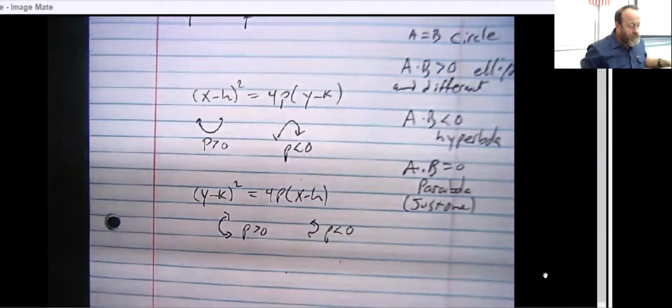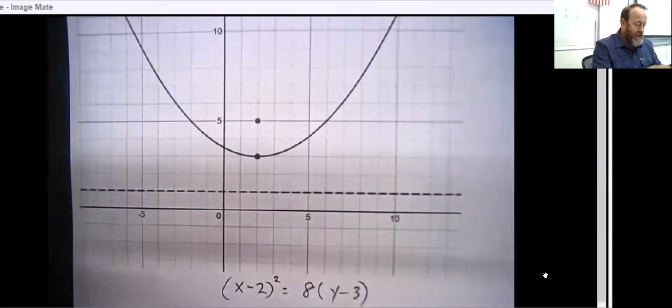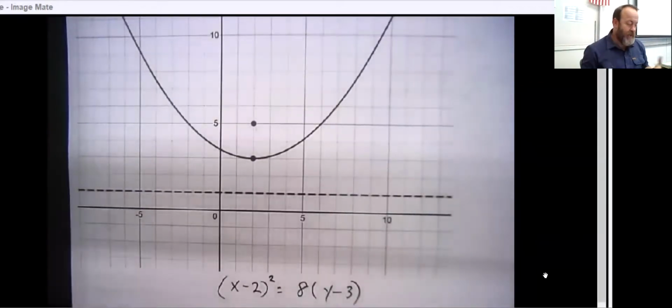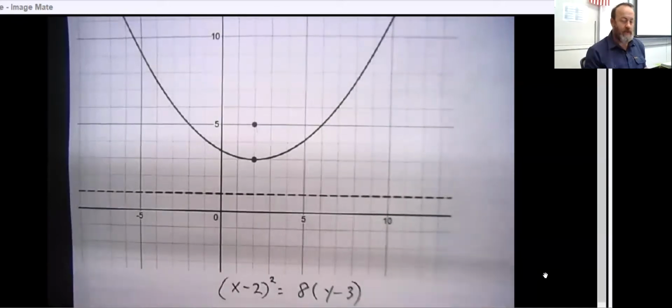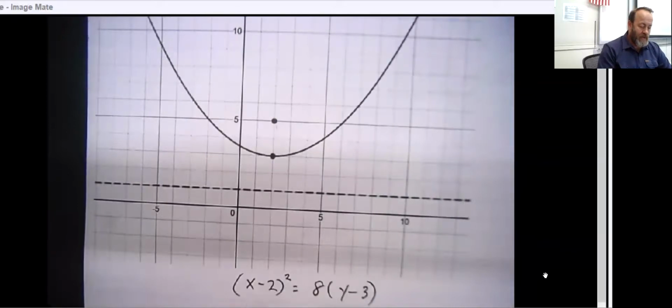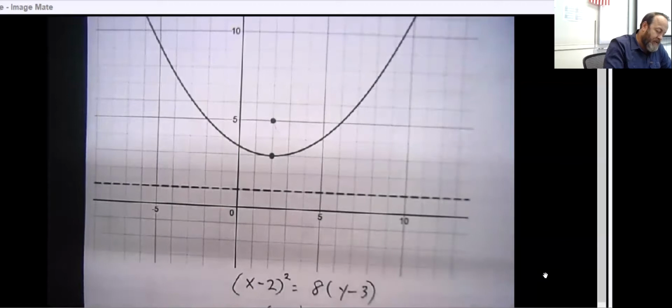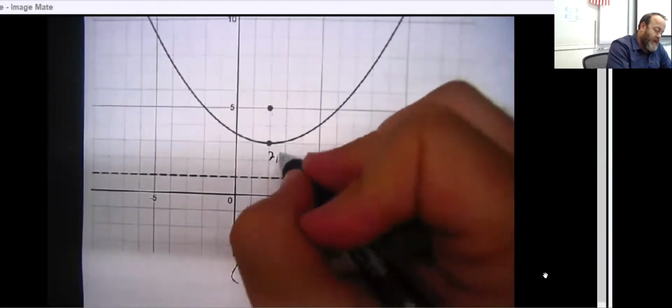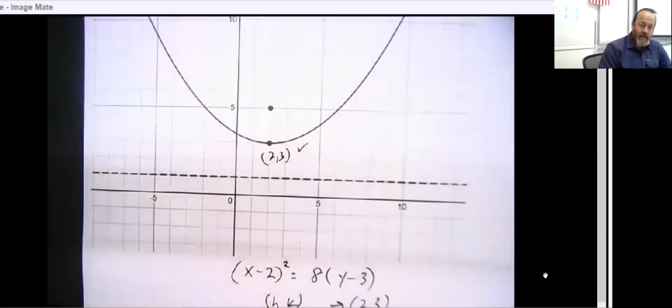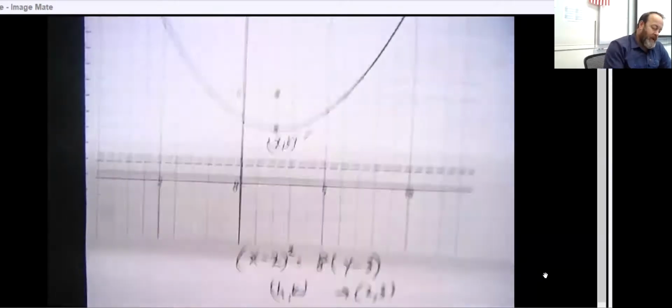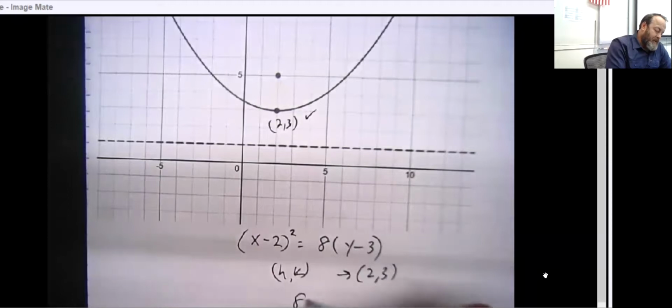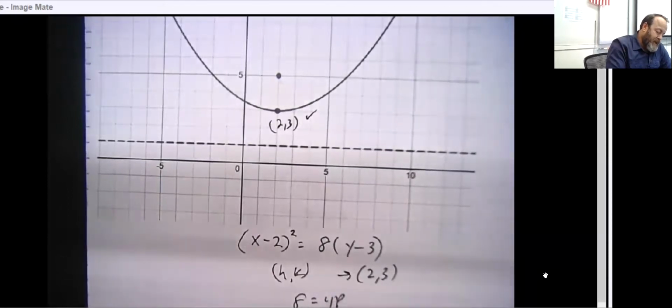One example that I have of that right here is a simple parabola. I wrote the equation down here so we could see it. I just typed this directly into Desmos, and it turns out this is the vertex. There's my H, and K is 2, 3. Just a nice easy one. So 2, 3 is right here. That's going to be my vertex. And if this 8 is for 4P, then that makes P equal to 2.